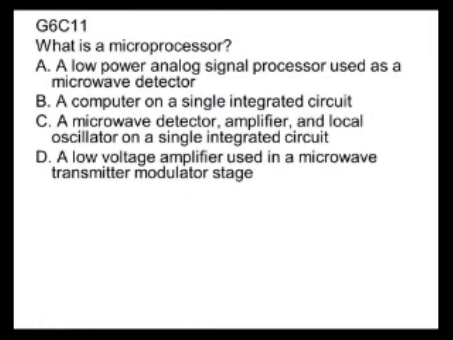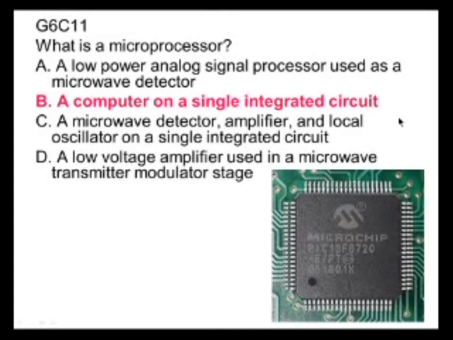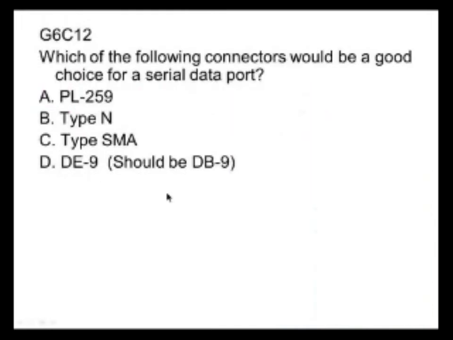What is a microprocessor? A microprocessor is a computer that's been put on a single integrated circuit chip. And here is an example of a microprocessor. You can see it has a whole bunch of connections to it. Inside this chip are the operating things, the input and output circuits. Memory is included in here, and so on. But a microprocessor is a computer on a single integrated circuit.